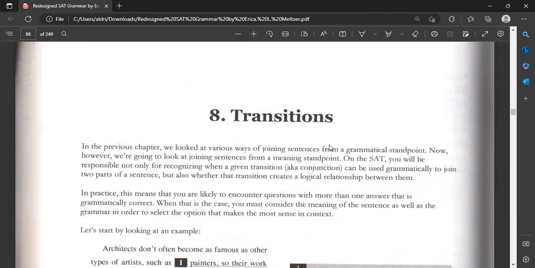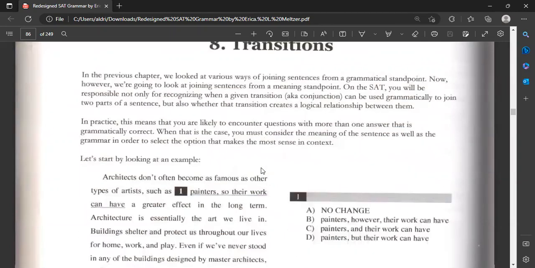But I just wanted you guys to know that in terms of transitions, sometimes the SAT may bring more than one answer choice that's grammatically correct, but you have to be able to recognize the correct answer using logic, meaning, or context. And that's what we'll be learning about in transitions. I hope that makes sense.